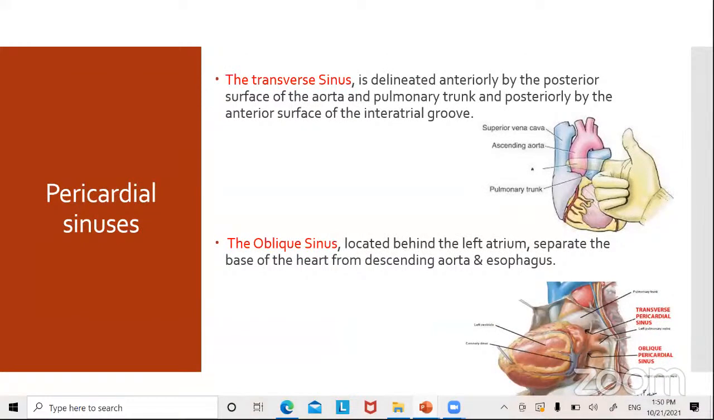We have two sinuses. The transverse sinus is the tunnel-shaped passage posterior to the aorta and pulmonary trunk and anterior to the superior vena cava. The oblique sinus is an inverted U-shaped reflection of the vena cava and the pulmonary vein. It lies behind the left atrium and in between the left and right pulmonary veins. It separates the base of the heart from the descending aorta and the esophagus.